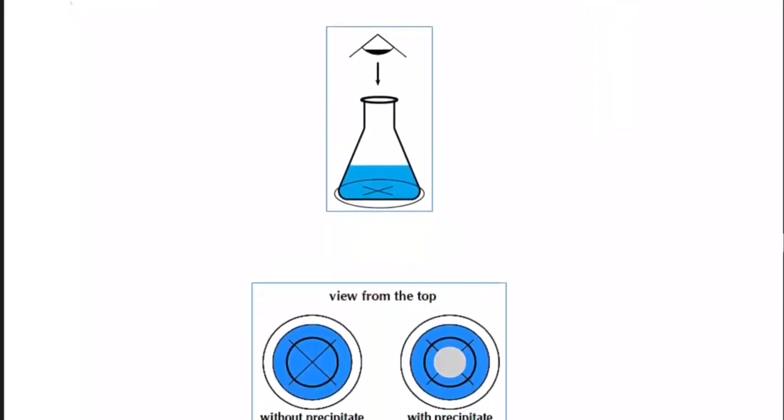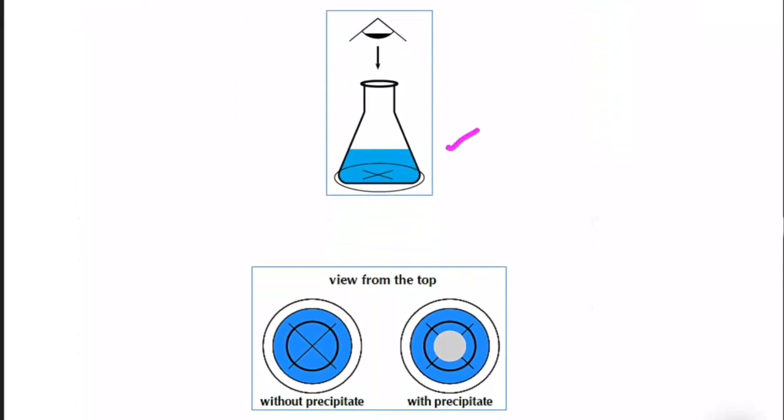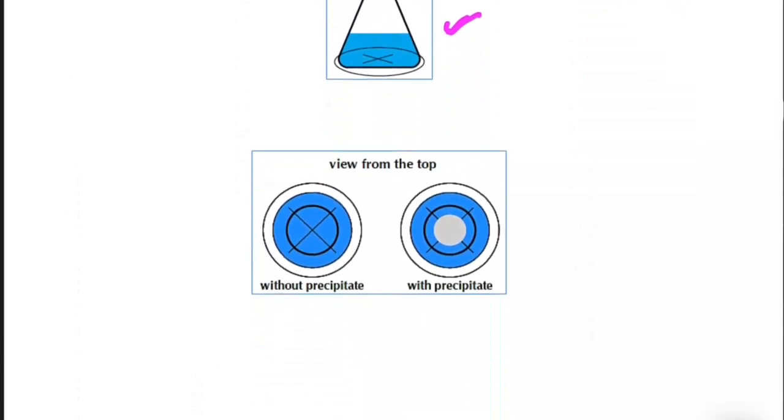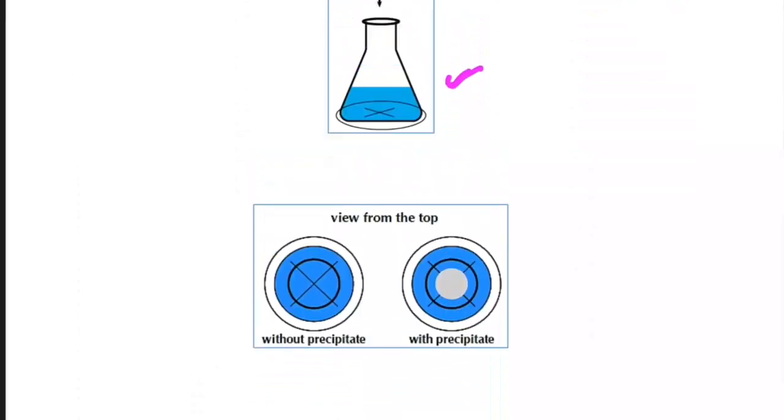Take a look at the setup. So we have the reaction vessel, right, on top of a paper that has an X on it. There's a marking there on top of the paper. So from the top, looking down into the reactants, you can see the X clearly at the bottom of the reaction vessel. But then as the reaction proceeds and this sulfur precipitate is formed, it will cover the marking at the bottom of the vessel.